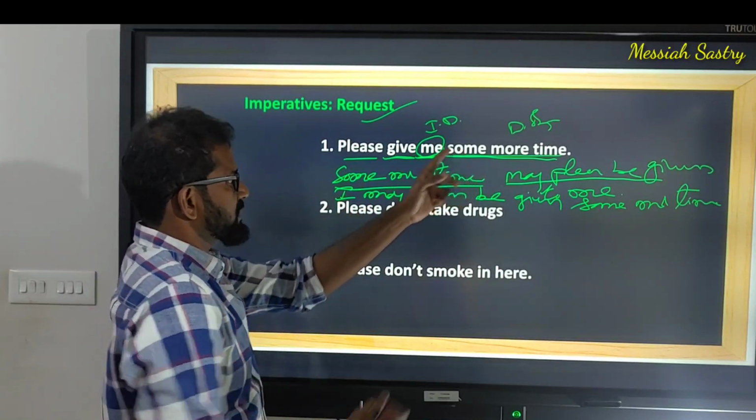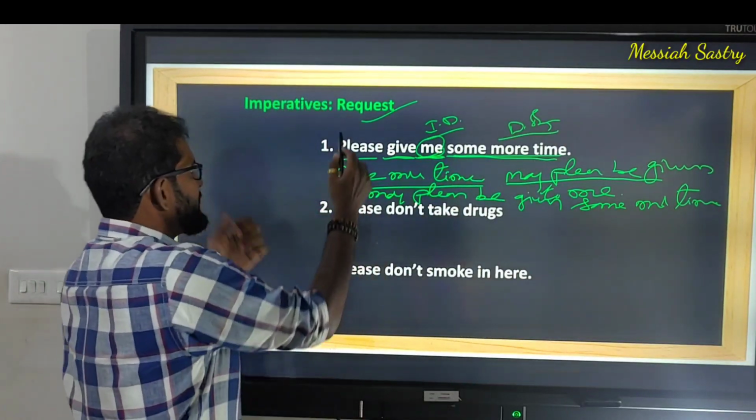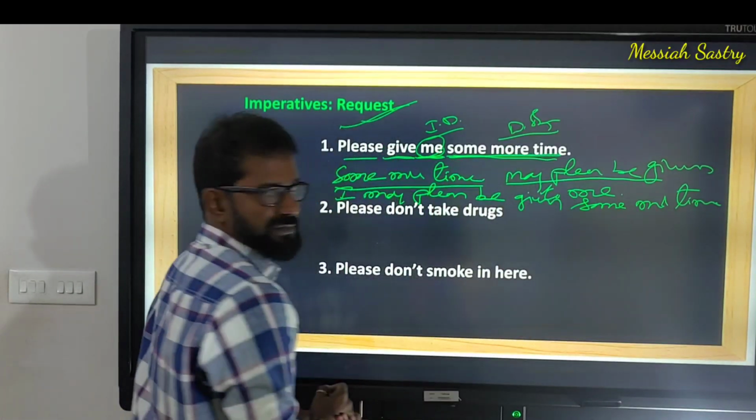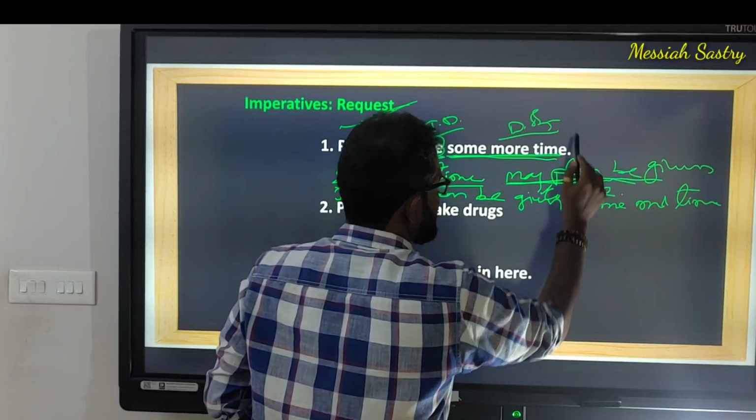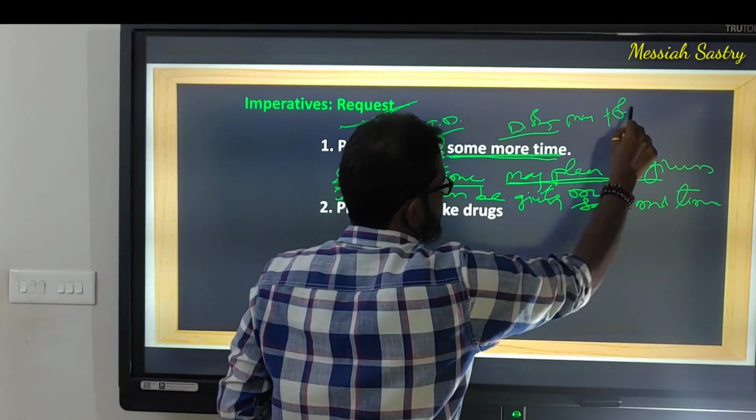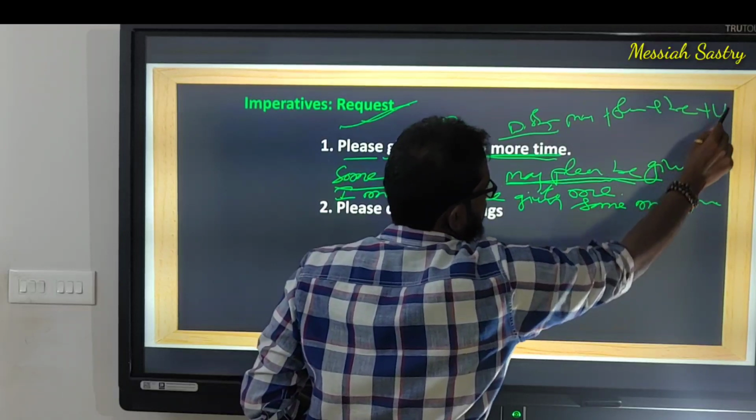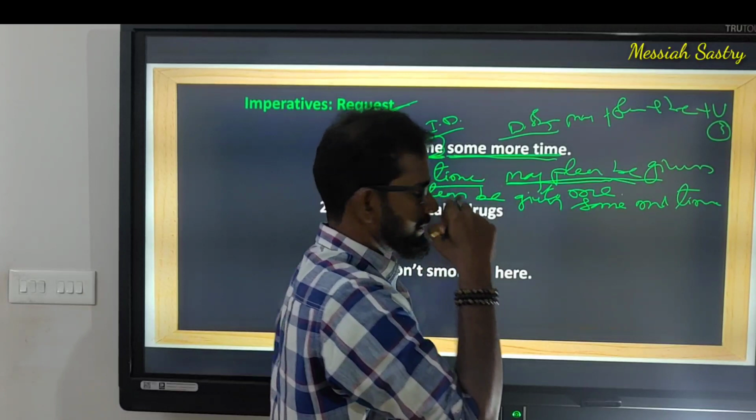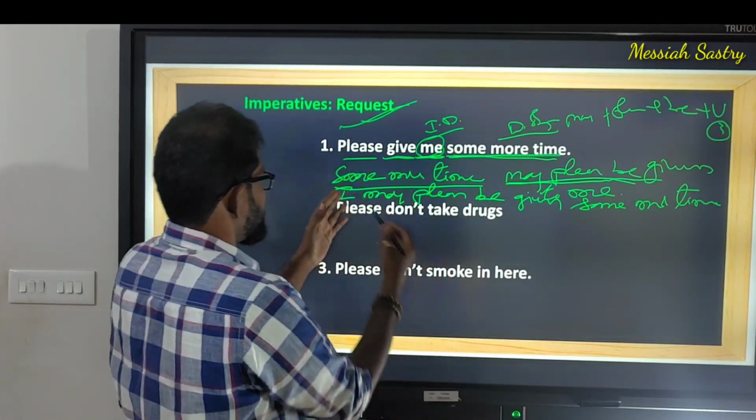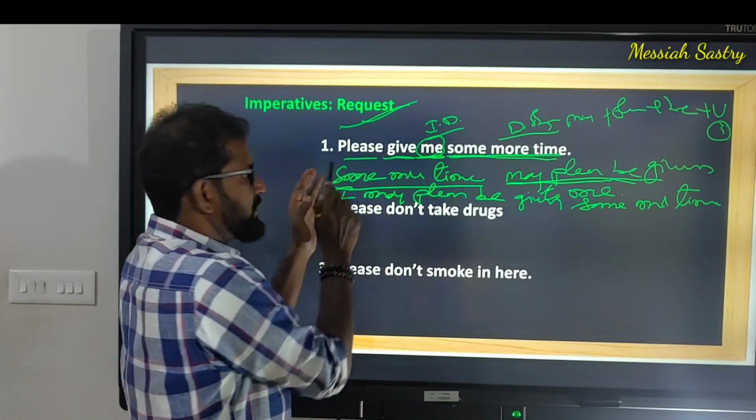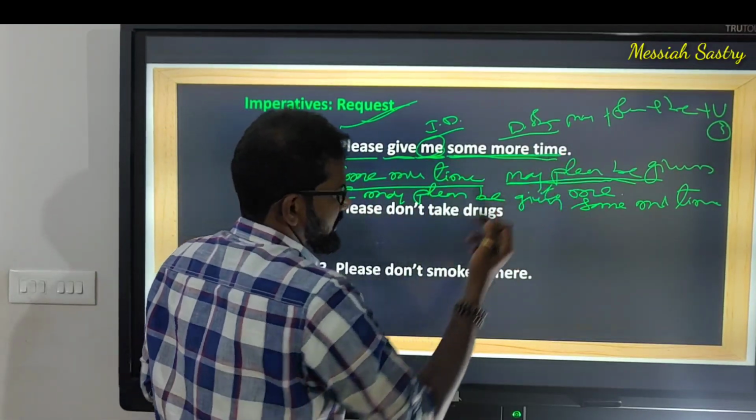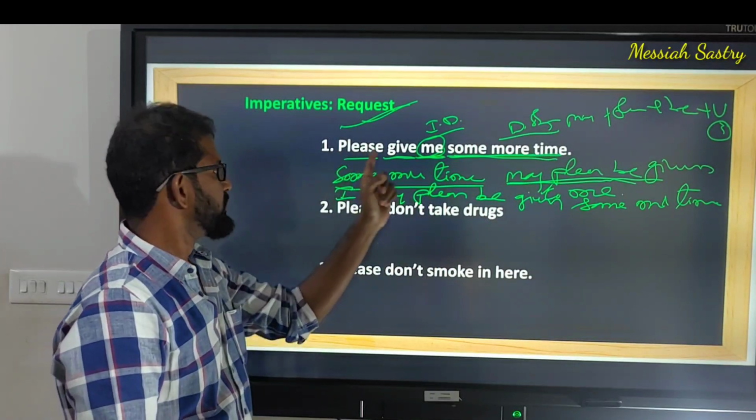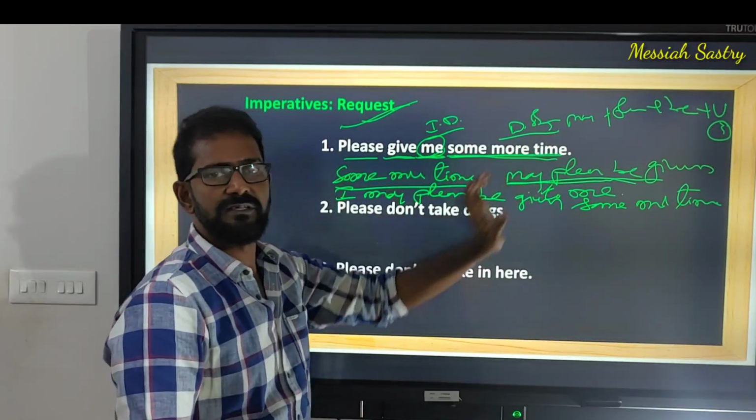So as there are two objects, indirect object and direct object, if it is a request, there are two possible ways of writing. First, write with the direct object, but use may please. May plus please plus be plus V3. This is a passive form. There is another possible answer: you are requested to give me some more time. So that is the third possible way of writing.